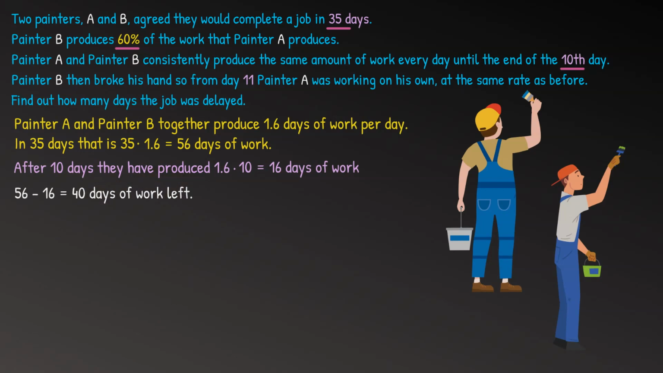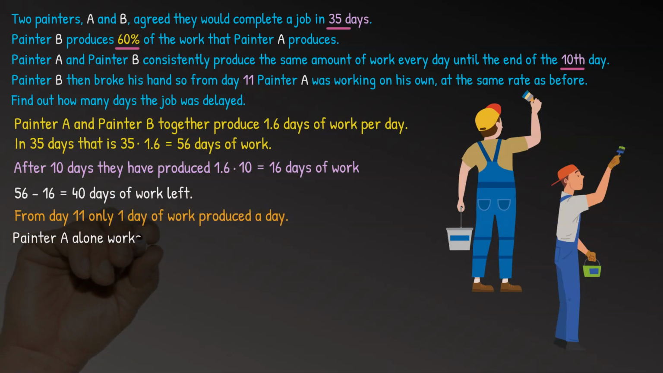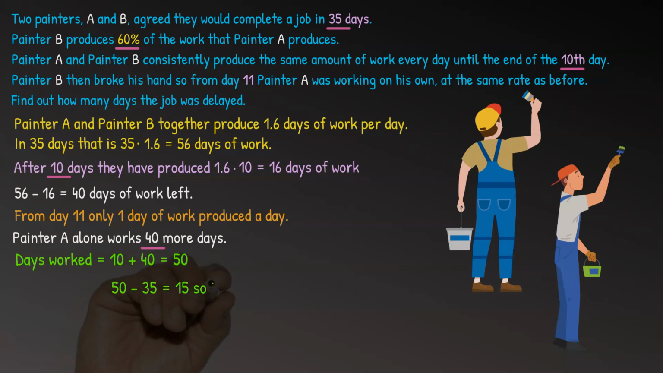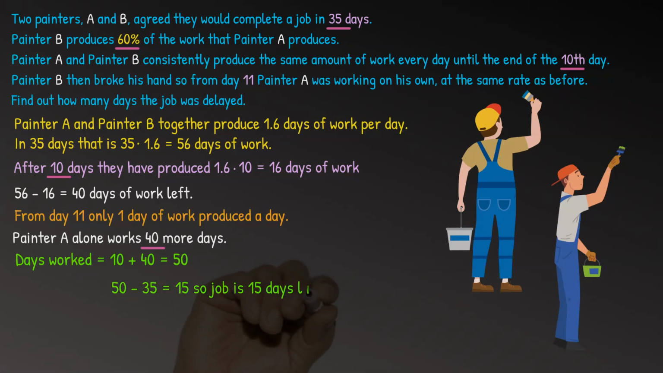So from day 11, painter A is on his own and produces only 1 day of work every day. So he has to work 40 more days. So the number of days they've worked in total is equal to the 10 days that they worked together and the 40 days that painter A worked alone, which is equal to 50 days. And originally they said the job would take 35 days, and 50 minus 35 is 15, so the job is going to be 15 days late.